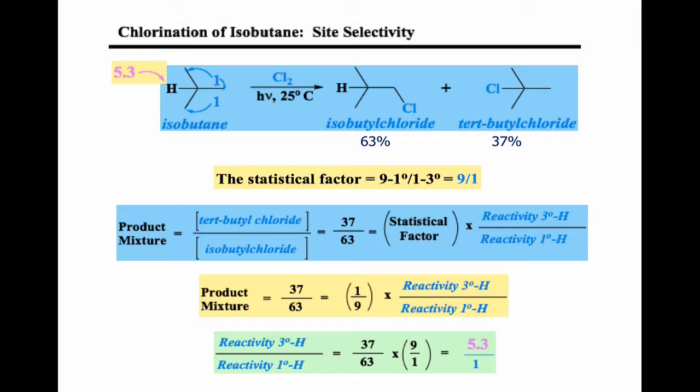Okay? Now, it doesn't matter which one you put on top and which one you put on bottom, as long as you're consistent. So tert-butyl chloride, its yield and its reactivity, and then, of course, its number and the statistical factor all have to be on the top. And then for the isobutyl chloride, same thing on the bottom, and you'll be okay. Just pay attention on the exam to how I ask it. So if I say the reactivity of the tertiary to the primary, you have to set it up like this. If I say the primary to the tertiary, you would invert it. Okay? So always pay attention on the problems, know what is actually being asked. Okay?